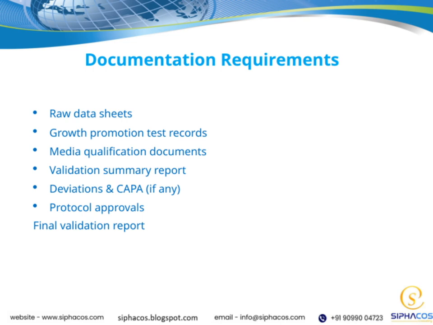Moving on, the validation summary report offers a comprehensive overview of the entire validation process, highlighting key findings and conclusions. If there are any deviations from the protocol or issues encountered, we document these in the Deviations and CAPA section, along with corrective and preventive actions to address them. Protocol approvals are also essential. They ensure that all procedures have been reviewed and authorized by the relevant authorities before execution. The final validation report wraps everything up, summarizing the validation activities, results, and any recommendations.